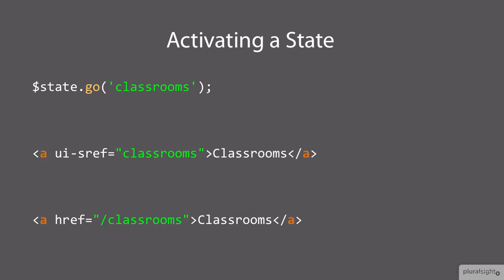Finally, you can use the href attribute of an anchor tag just like you would on any other link. If the URL you set it to matches the URL of one of your states, then that state will be activated. When activating states in code, you'll definitely want to use the Go method on the state service. In your views, I would recommend using the ui-sref attribute. It's clean, concise, and provides a simple syntax for specifying parameters, which we'll look at shortly.